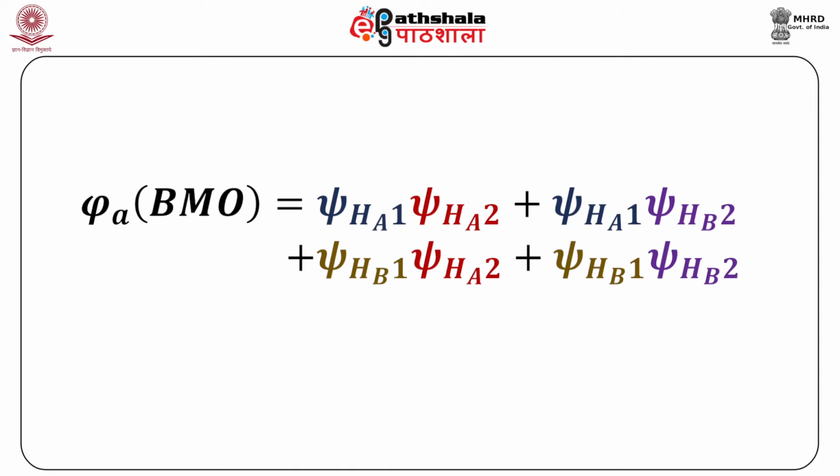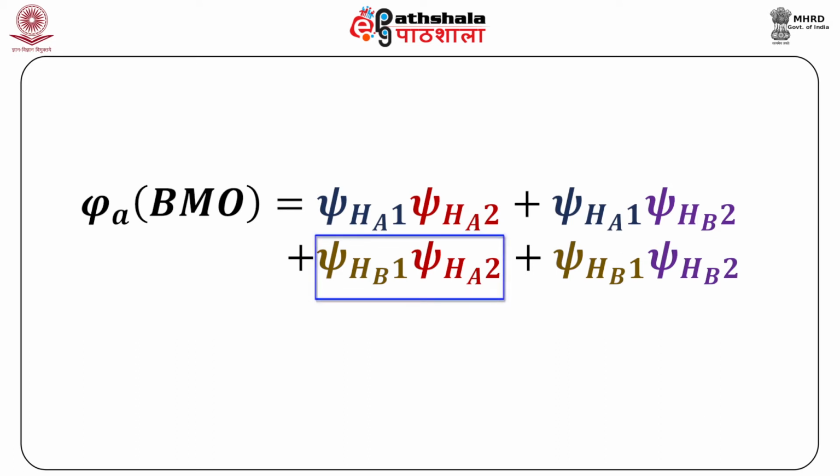Now the question is the interpretation of these four terms. If you look at the first term, psi HA1 psi HA2, this represents when both electrons 1 and 2 are on the hydrogen atom nuclei labeled A. Now both electrons are on the same nuclei. So what does it mean? It represents an ionic term. Now look at psi HA1 psi HB2. Here electron 1 is on the nuclei A and electron 2 is on the nuclei B. So it is a covalent term.